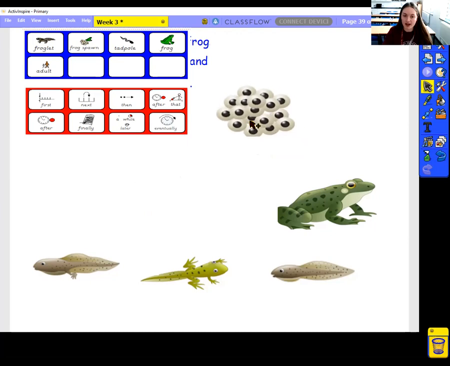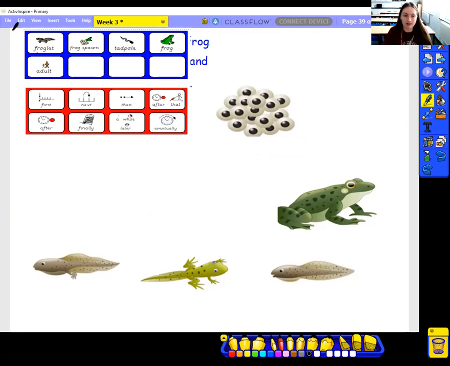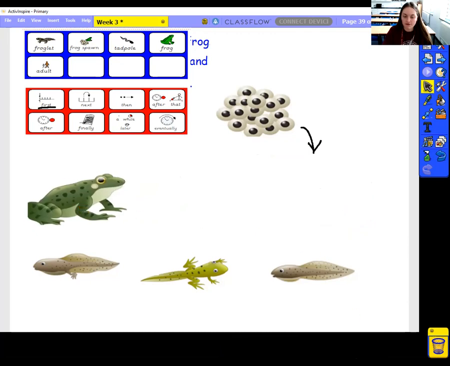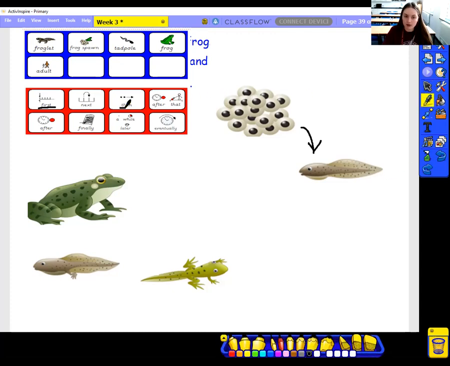Fantastic. We start off with the eggs. And as you can see, I'm thinking about what time adverbial to use whilst I'm talking. First, it starts as frog spawn. Frog spawn. And after the frog spawn hatches, what does it hatch into? Fantastic. It hatches into a tadpole. So first, it starts as frog spawn. Then it hatches and becomes a tadpole.